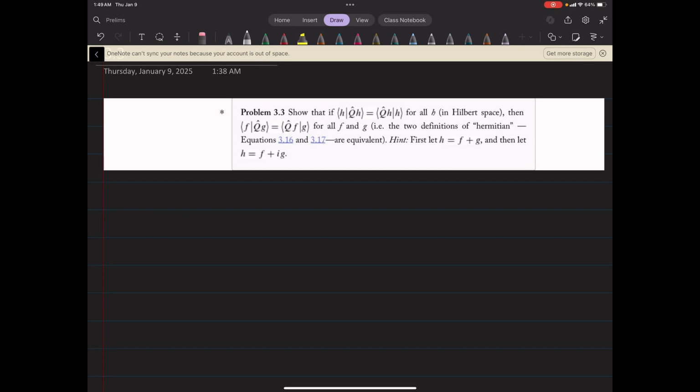Okay, now let's get into the problem. We want to show that if <h|Q̂h> = <Q̂h|h> for all h in the Hilbert space, then that holds true for any function f of g. So that's what we want to show, and it gives us this hint where first we let h equal f plus g and then f plus ig. So we want to show these inner product relationships. And we're going to basically follow along with the hints that the book gives. I think that's the best way to do it.